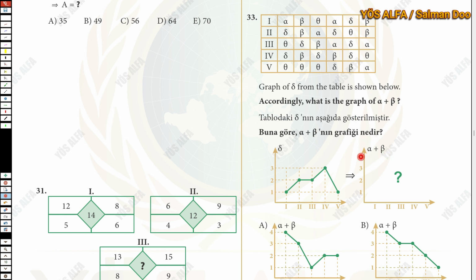So for alpha plus beta, how do we find it? We just have to count the number of alphas and betas in each row. So for the first row, we have 1 alpha, 2 alpha, and 2 betas. So in the first row, we have 4. In the second row, we have 1, 2, 3. In the third row, we have 1, 2, 3. And the next one, 1, 2, there is no alpha, so only 2. In the last row, we have 1 beta and 1 alpha, so there is 2. So our coordinates should be 4, 3, 3, 2, 2, going from 1 to 5.